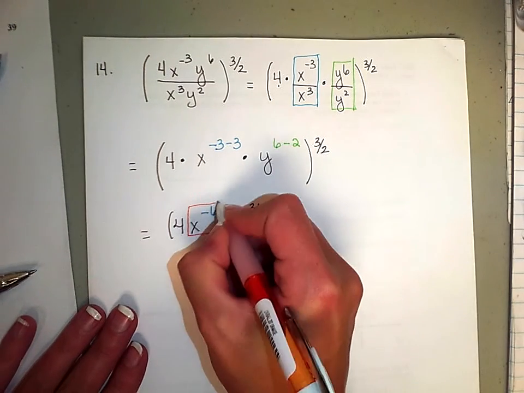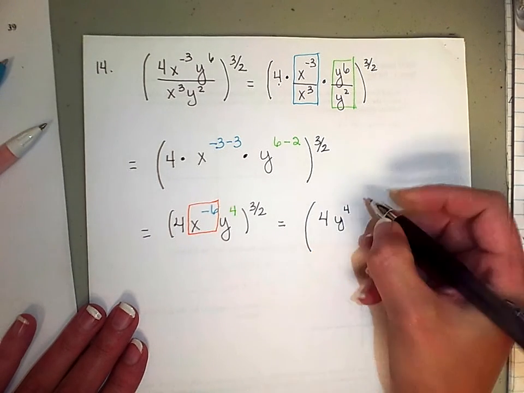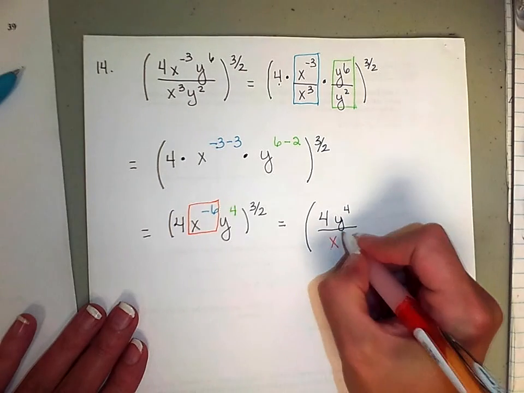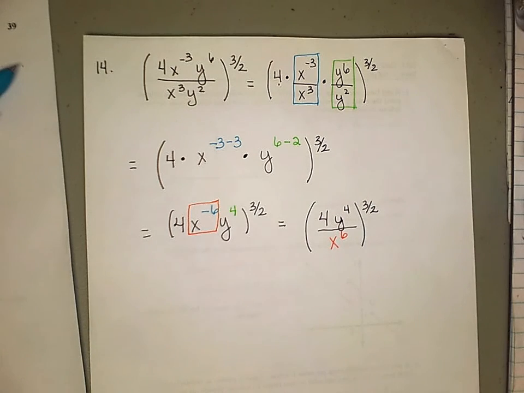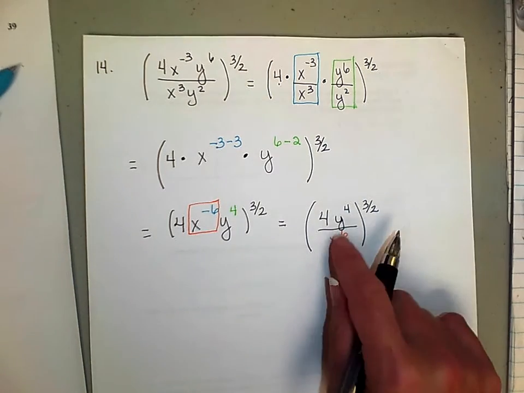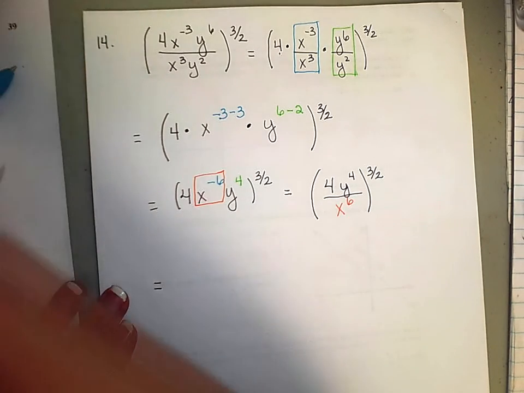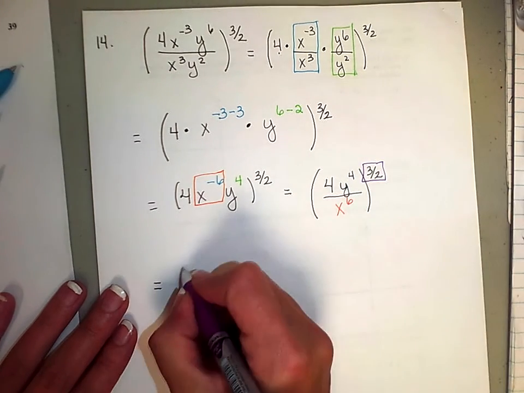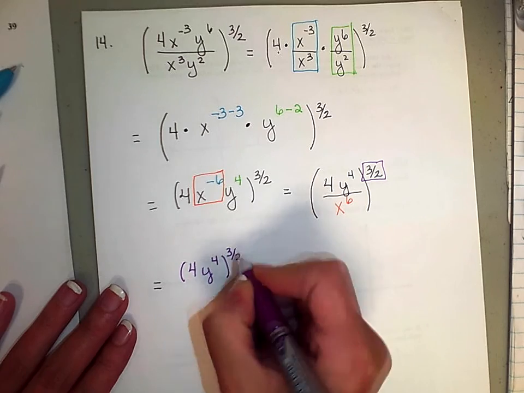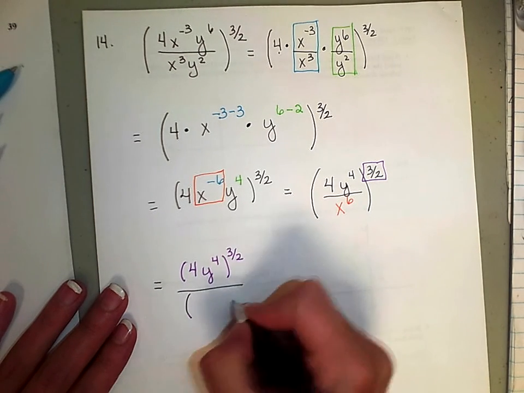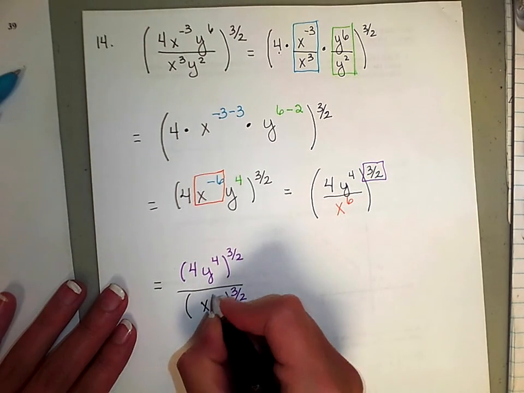Again, getting rid of the negative exponents. This is the same as 4y to the 4th over now x to the positive 6 raised to the 3/2 power. Now we've simplified inside as much as we possibly can. So let's begin with the power. Our rule says with a quotient, you take the entire numerator and raise it to that power. And we can divide the entire denominator raised to the power, which is x to the 6th.